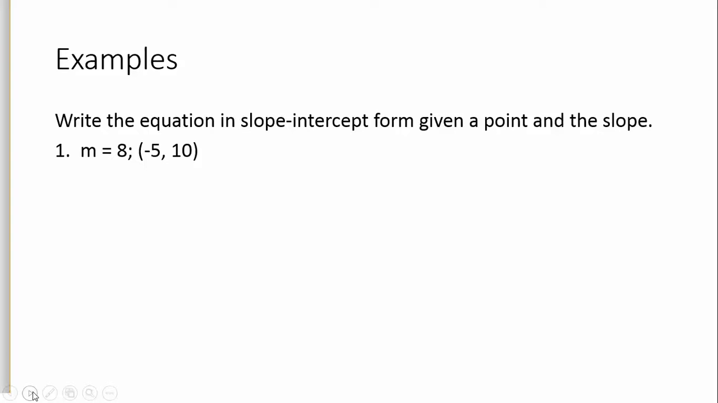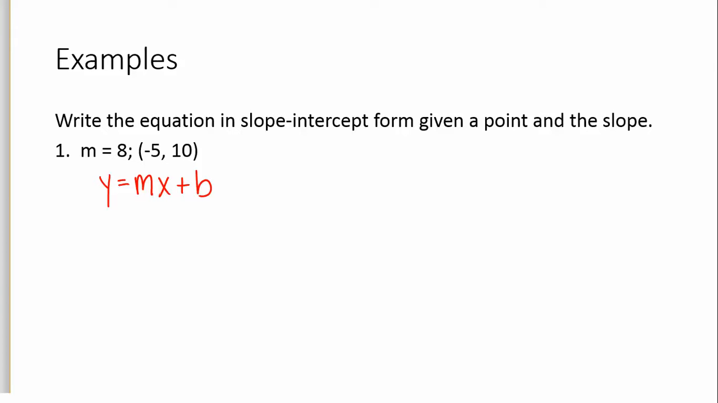So this point, negative 5, 10, our line goes through that point. Our line has a slope of 8. So the first thing we want to do is write slope-intercept form, y equals mx plus b. And what you'll recognize here is that we aren't given the y-intercept anymore. This equation was very easy to write if I gave you m and b, but today I'm not. Today I'm giving you m and a point on the line.